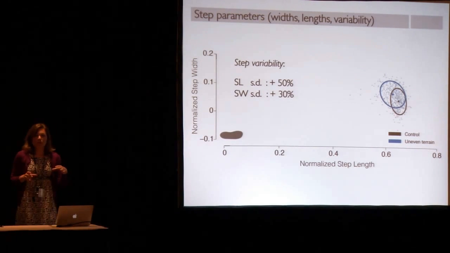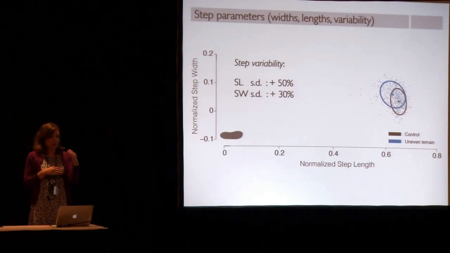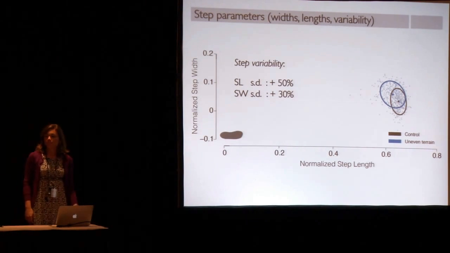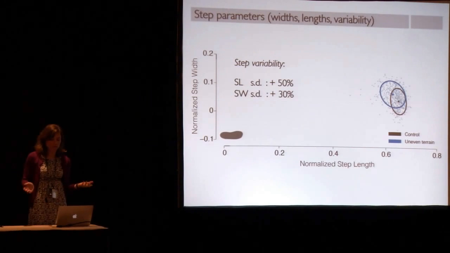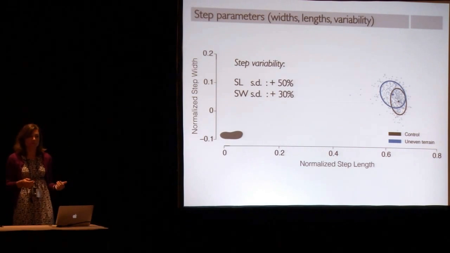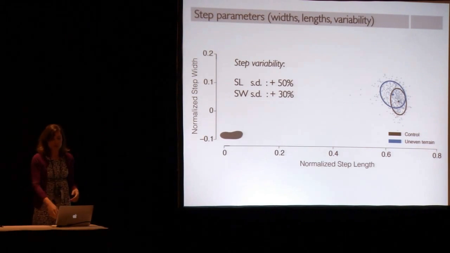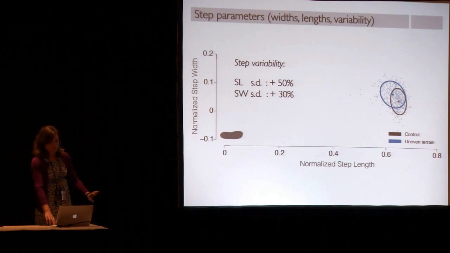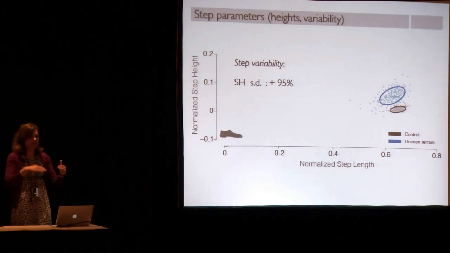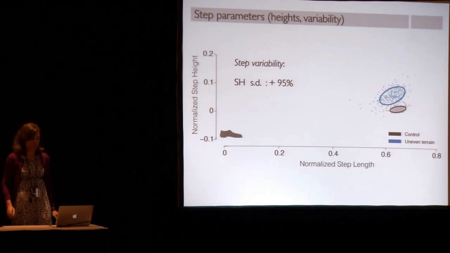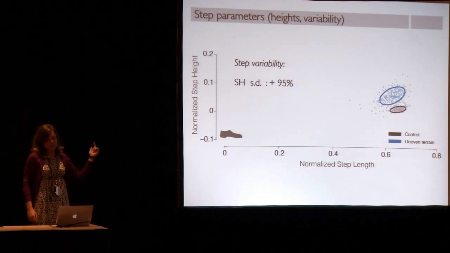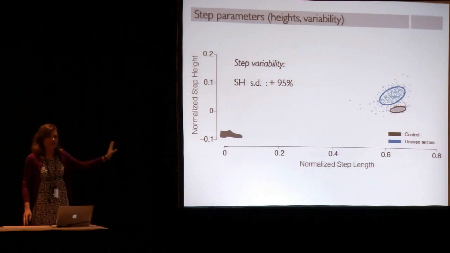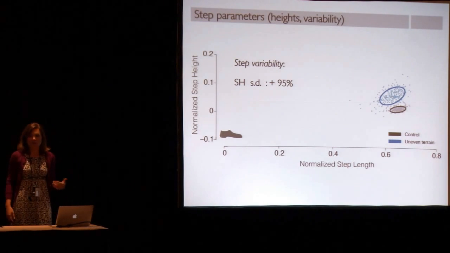The ellipses are covariance ellipses, so they tell you how spread out the dots are. What we see is that the step width variability increases by about 30%, and the step length variability increases by about 50%. So we are perturbing them in those 2 directions. Of course, it's also interesting to see if we're perturbing them in the vertical direction, so looking at a different angle of those dots in 3 dimensions, here we have step length and step height. We see that the blue dots are more spread out, so in fact, the variability in the height direction almost doubles.